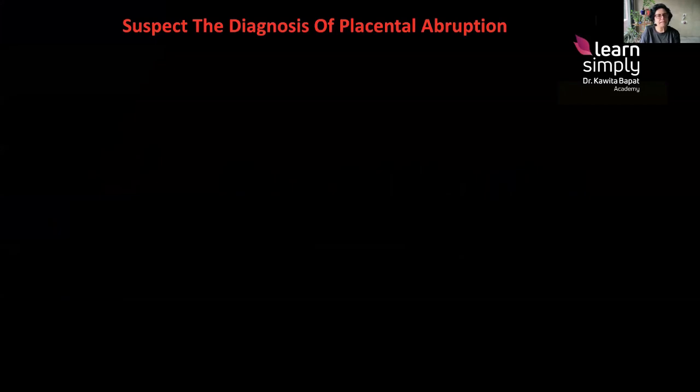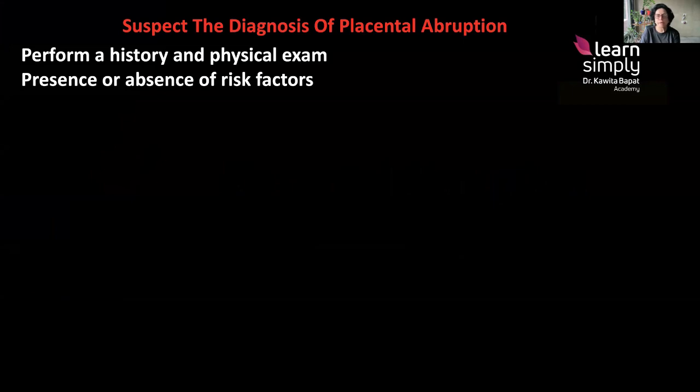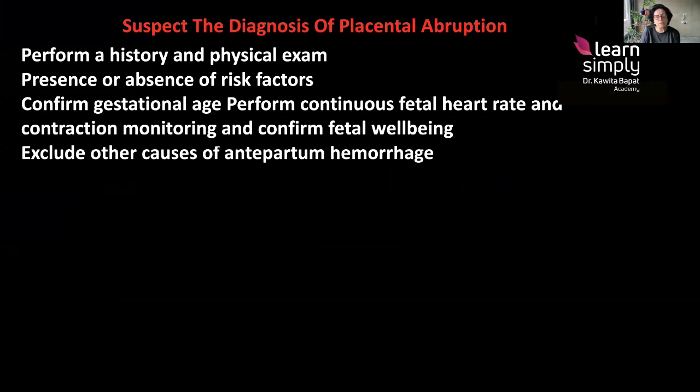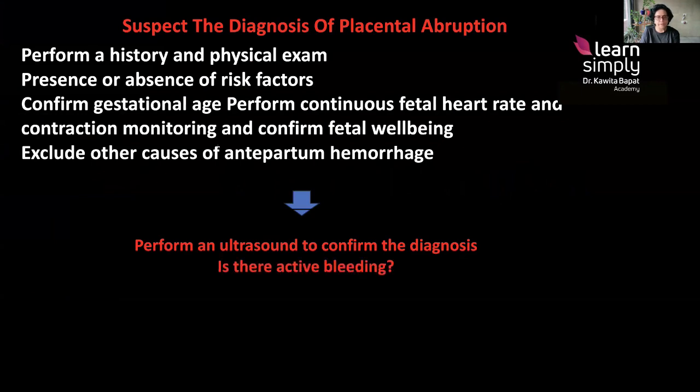Suspect the diagnosis of placental abruption. Perform a history and a physical examination, noting the presence or absence of risk factors, and confirm the gestational age. Perform continuous fetal heart rate monitoring and contraction monitoring, and confirm fetal well-being. Exclude other causes of antepartum hemorrhage. Perform an ultrasound to confirm the diagnosis.